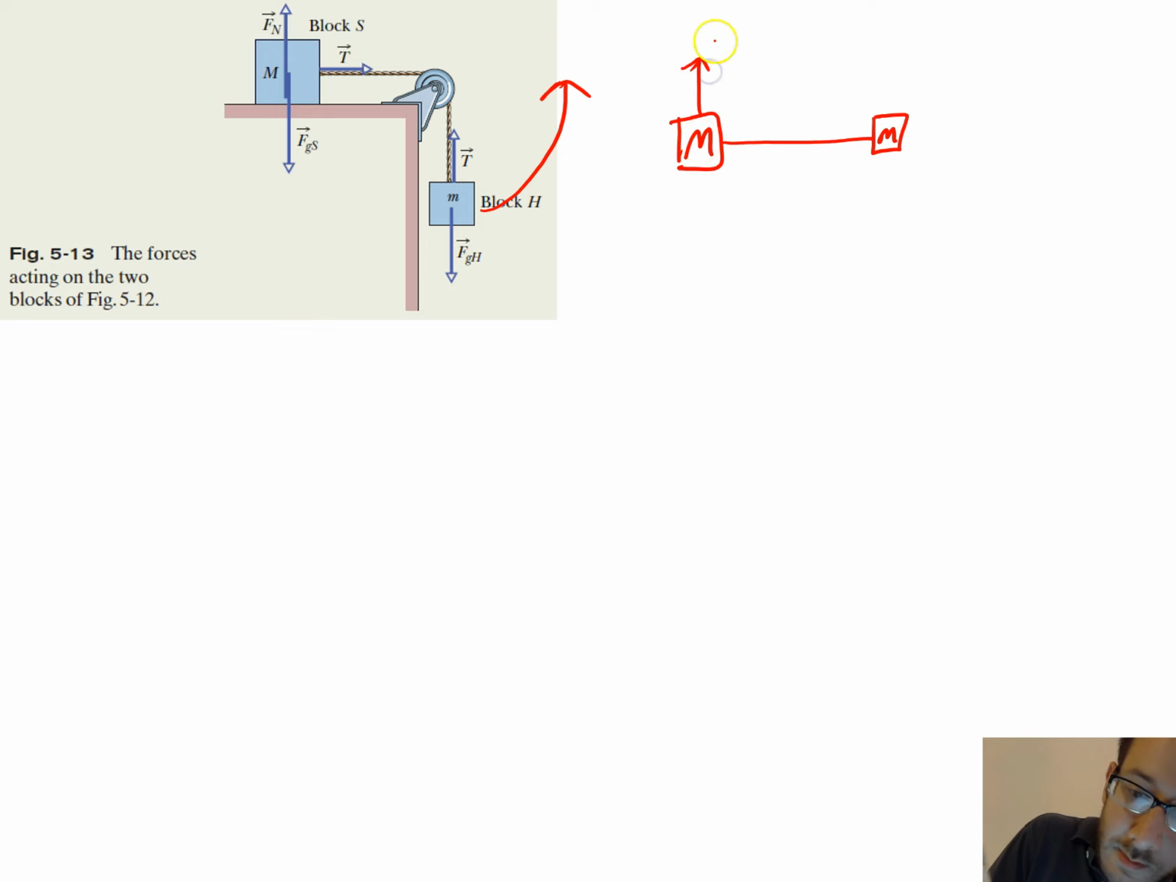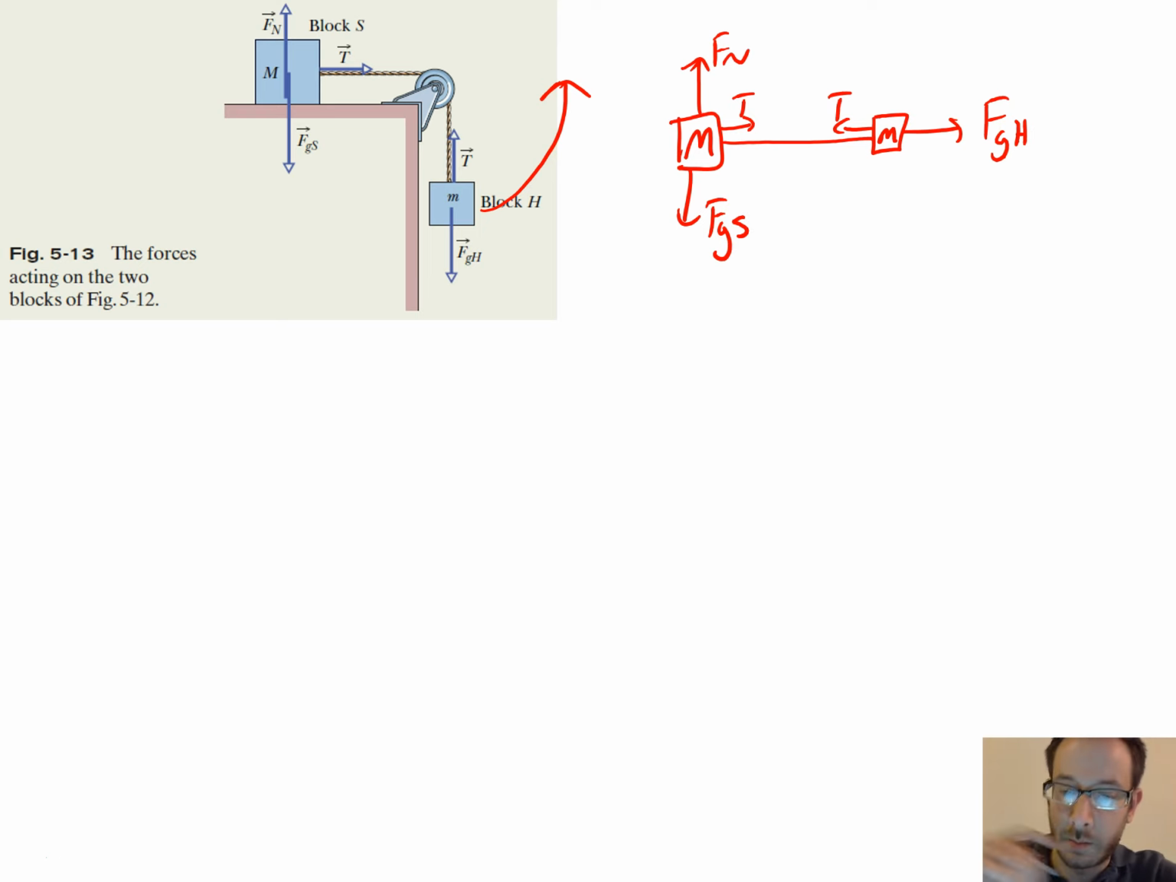Now, if you draw in our forces, or do free body diagrams for each block again, you see that this is going to be a normal force, so this doesn't change at all. This is going to be the force of gravity, and you have a tension along the string. Well, you also have a tension along the string going that way. And then in this direction, you have the force of gravity, which is different. So this is the force of gravity of the big block, this is the force of gravity of the hanging block.